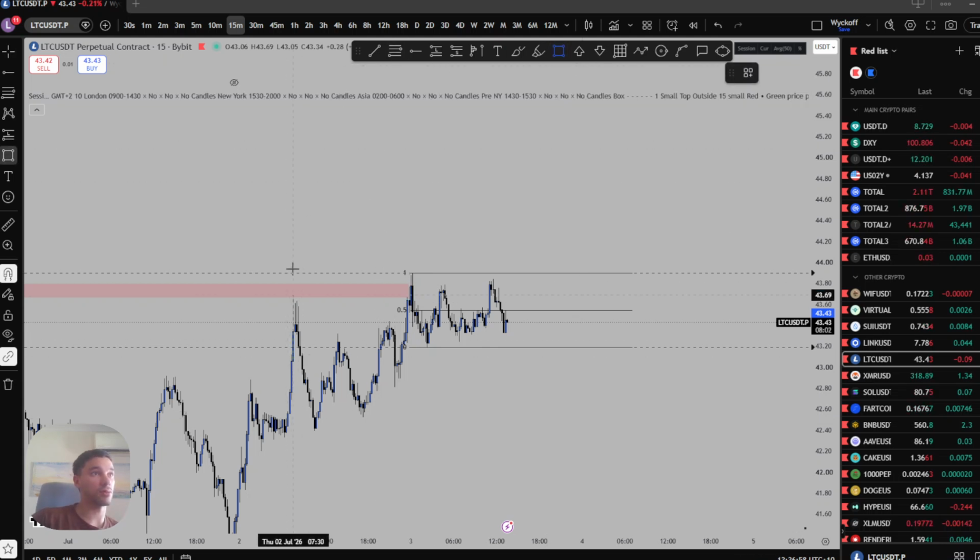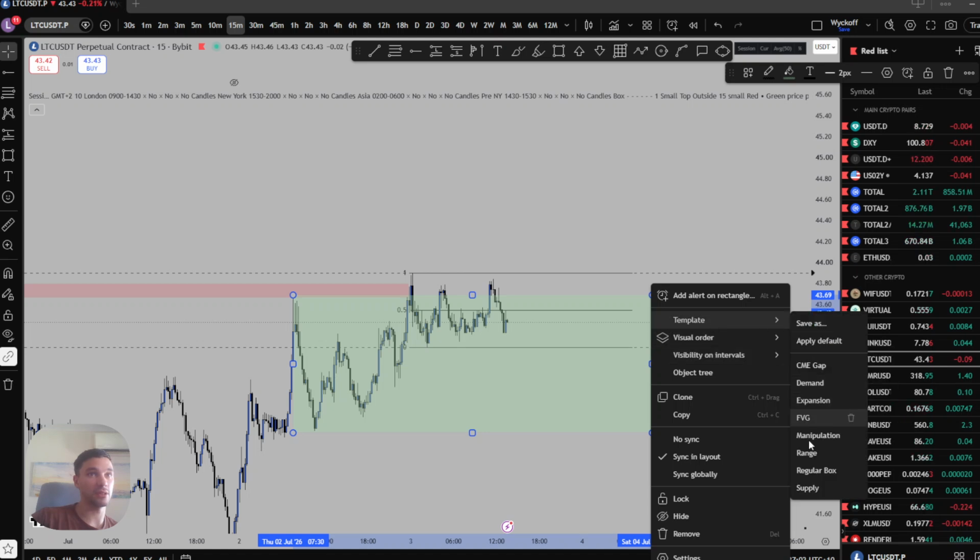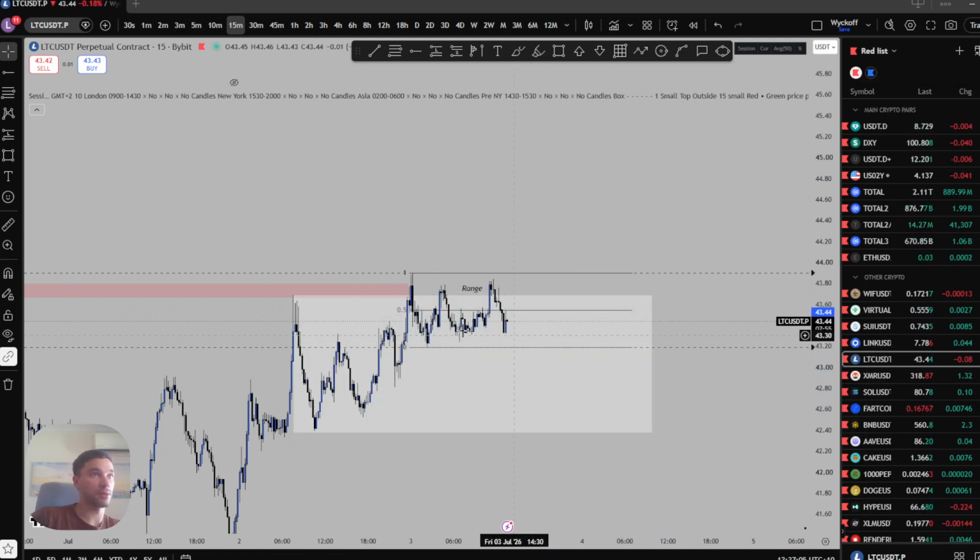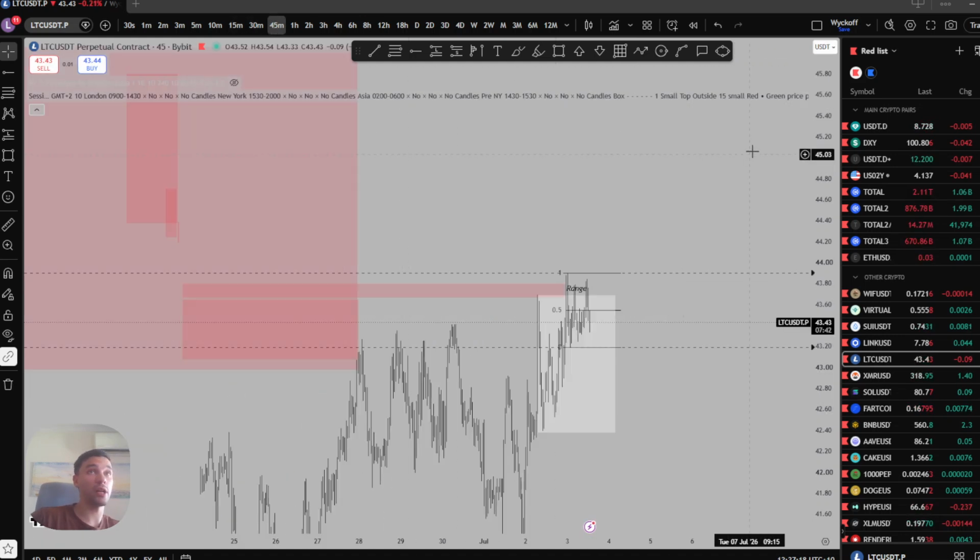But I would also just pay attention to this range currently. Boom. There you go. So yeah, we'll see what happens. If we deviate here, then this could be a potentially interesting setup. That's all I have for Litecoin.